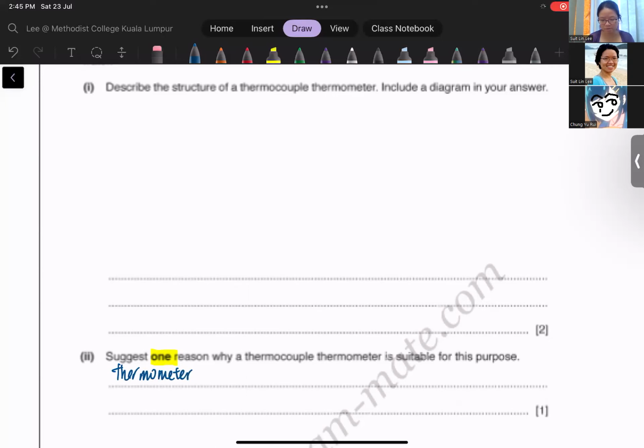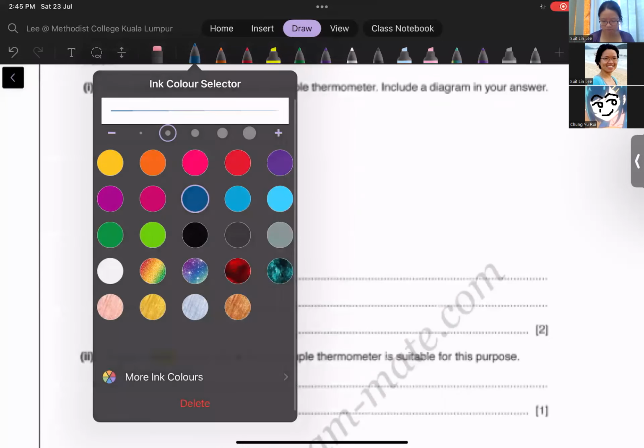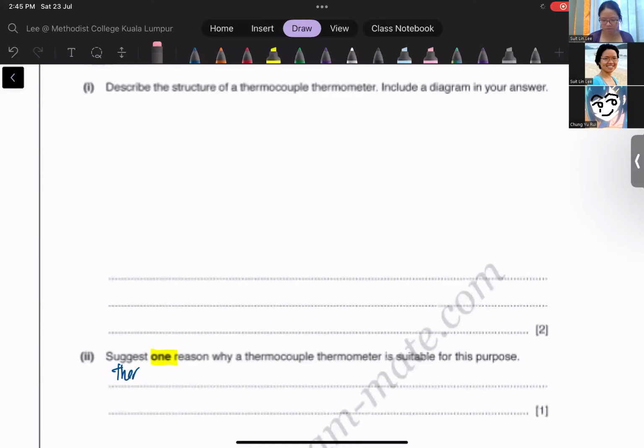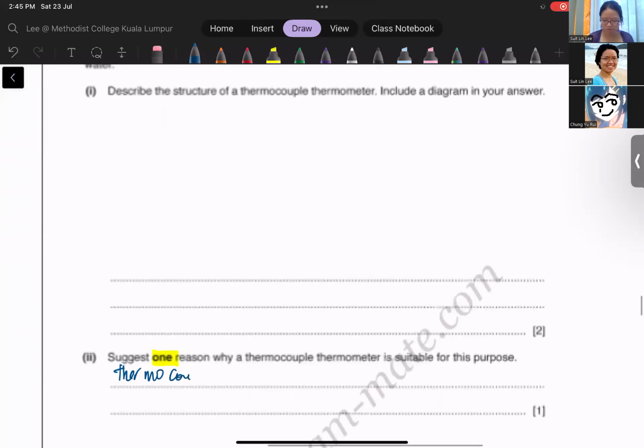The thermocouple thermometer responds quickly to change in temperature.